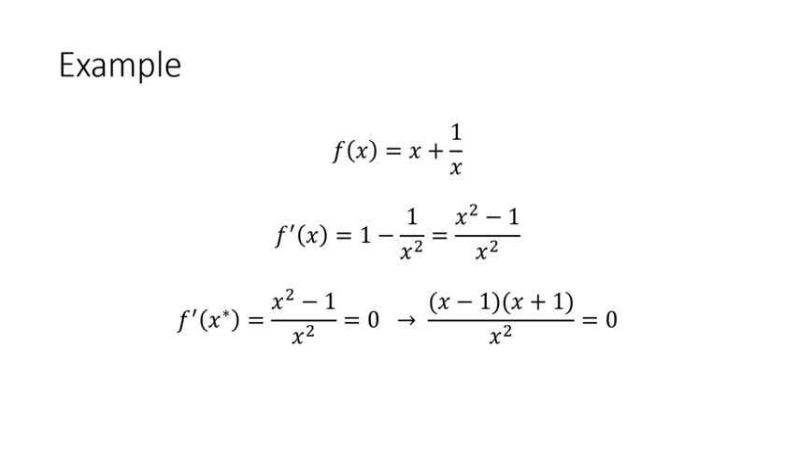What's nice about writing it over a common denominator is that it lets me factor the polynomial in the numerator. And once I've factored the polynomial in the numerator, I can ask myself, where is the numerator 0? Any point where the numerator is 0, the first derivative is also going to be 0.